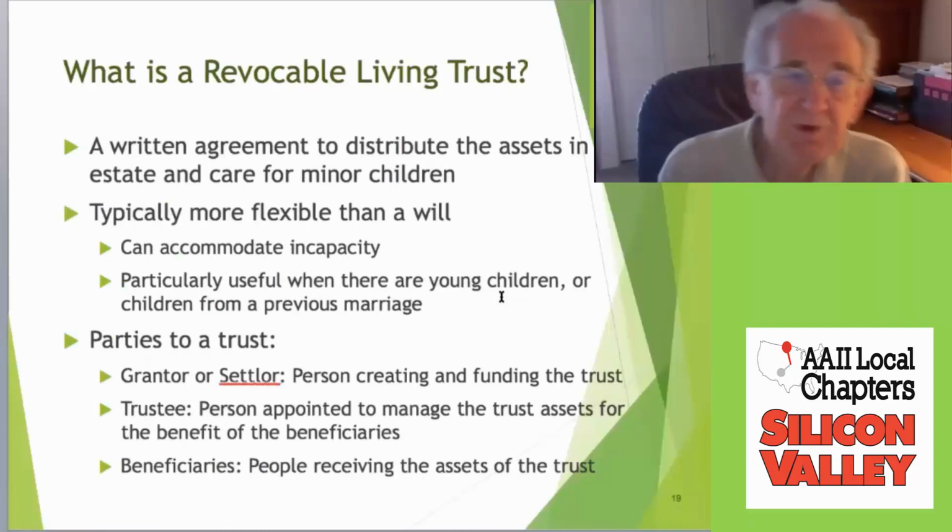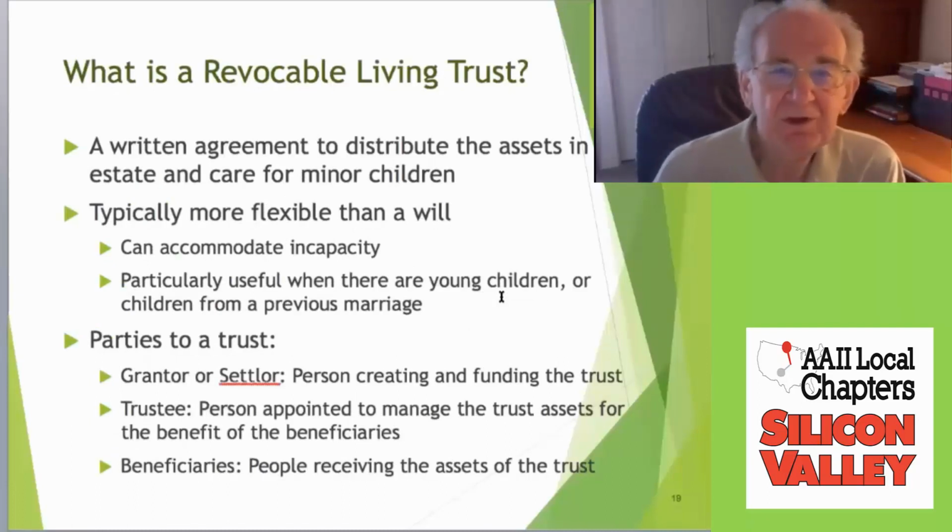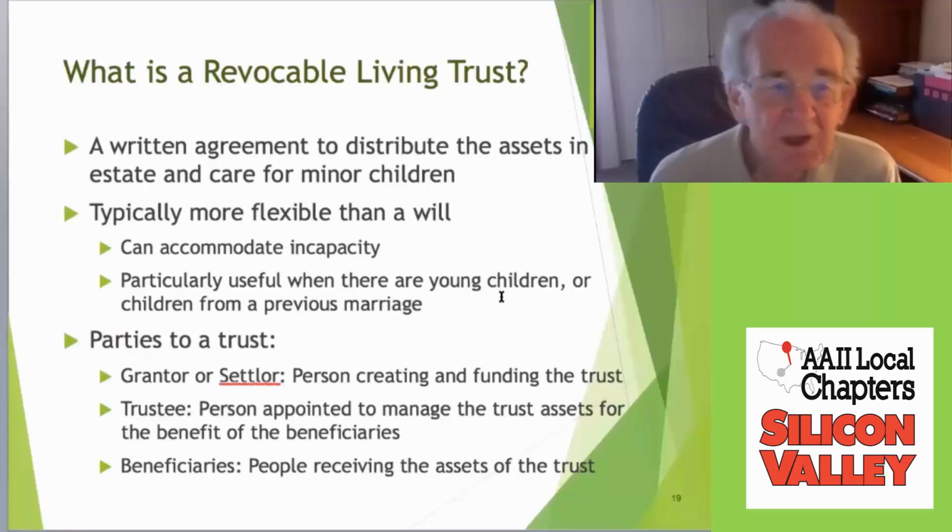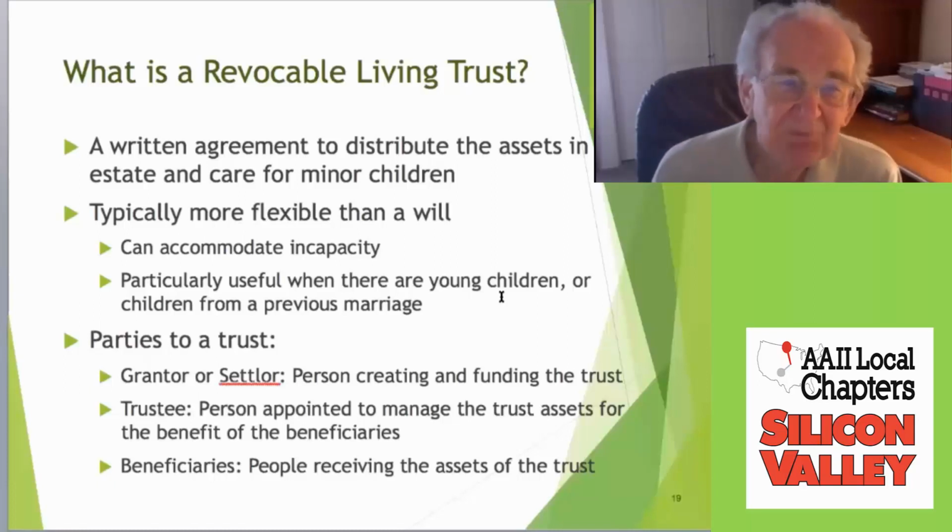Okay, so we're going to move on from the will and probate to a revocable living trust. A trust agreement is again written to distribute the assets in your estate and to care for your minor children, the same as a will, but it's typically much more flexible than a will. First of all, it can become effective before death, so therefore you can use it to accommodate incapacity.